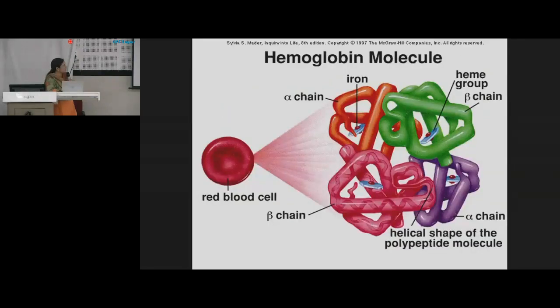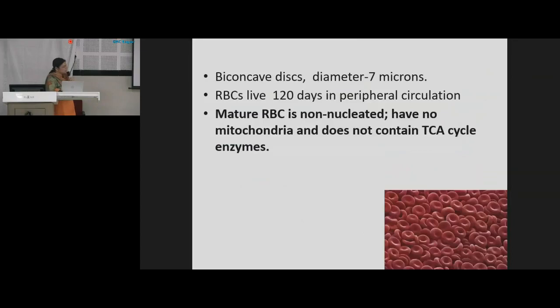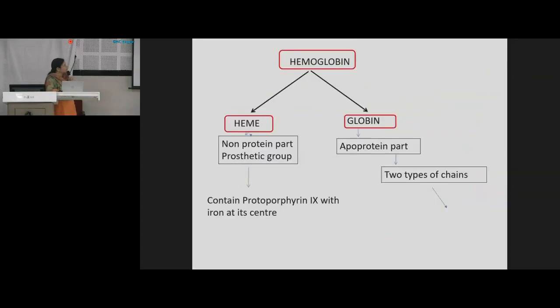Hemoglobin is present in this tiny spherical RBC. RBC is a biconcave disc. Hemoglobin is an allosteric tetrameric protein. It belongs to the conjugated proteins, and it is also classified as a transport protein because it has the function of carrying oxygen from the lungs to the tissues and carbon dioxide from the tissues to the lungs.